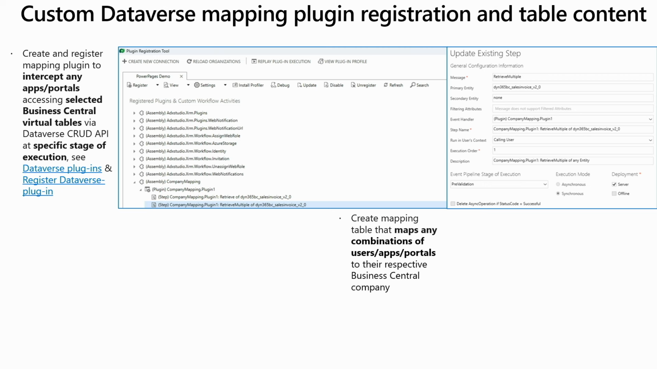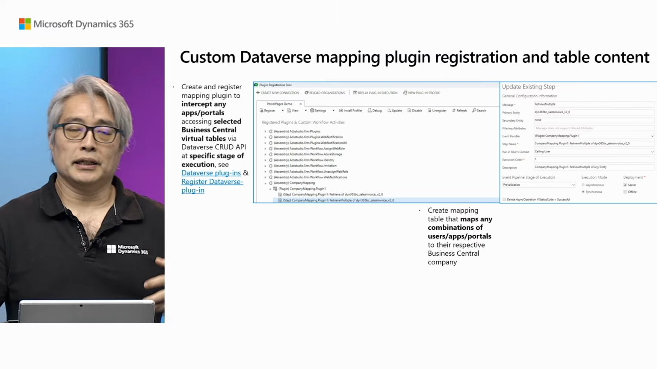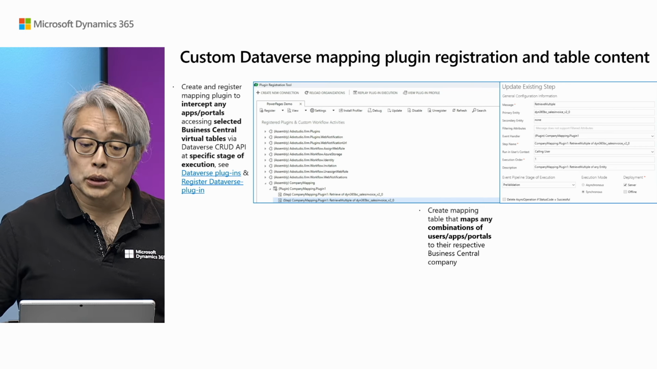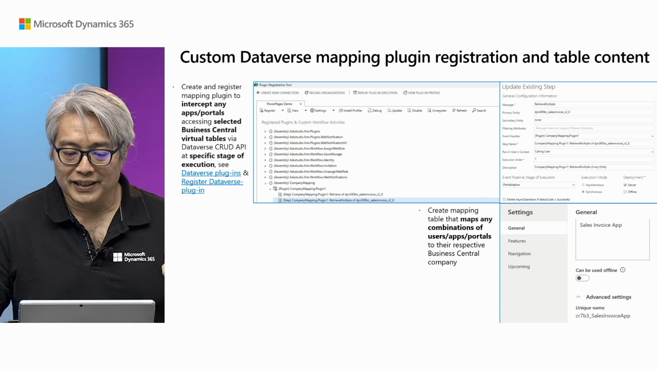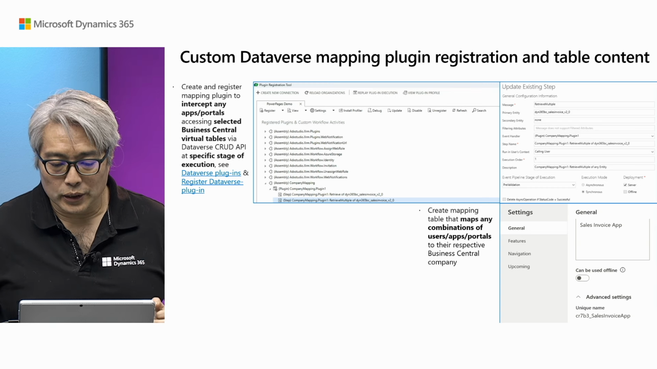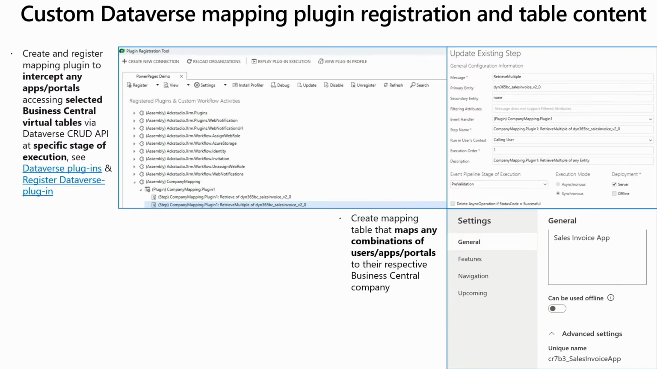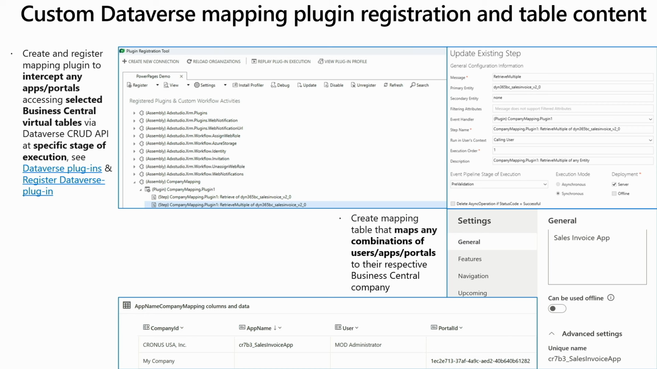And then in the mapping table, you can create an entry that matches your user and apps. So in a Power App, you can go to the advanced settings. You can use the unique name. In this case, this is a prefix, CR7B3 sales invoice app. It's the name that you want to use in the mapping table. And then in the mapping table, you can create an entry.